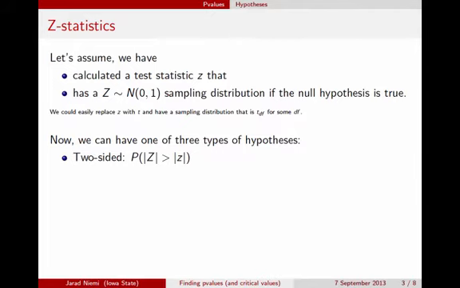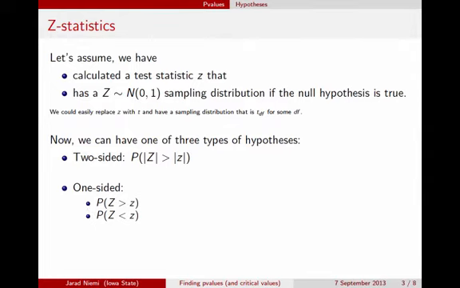We can have one of three types of hypotheses. We can have a two-sided hypothesis, or a one-sided hypothesis going in one direction, or a one-sided hypothesis going in the other direction. Notice the difference here. Nothing has changed. We still have the same quantity for the test statistic, we still have the same sampling distribution, but depending on our hypothesis, we get three different regions that are as or more extreme.